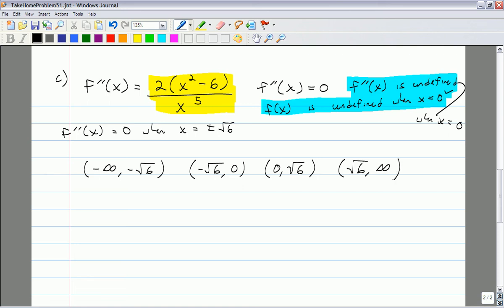Okay, so now you want to take numbers in those intervals and plug them into f double prime, right? The sign of f double prime is what tells you about concavity on f.